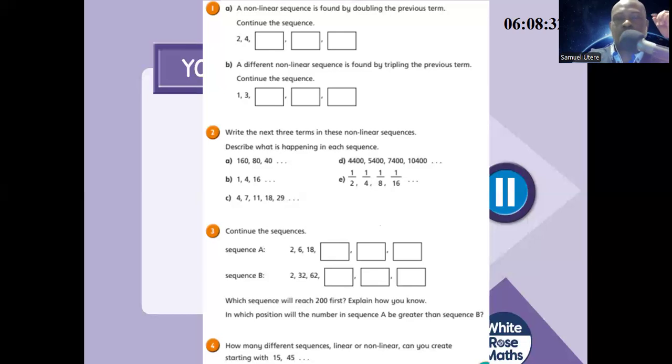Okay, let's check our answers. For these questions, you can see that they are non-linear sequences. For the first one, you can clearly see that we're doubling each time. You've been told what to do, and then for the other questions, you're given the sequence.